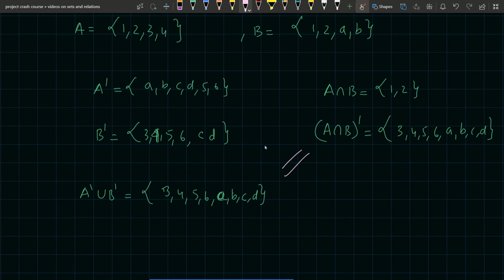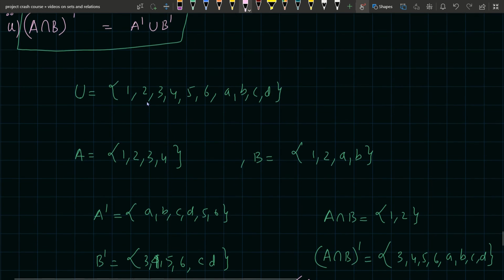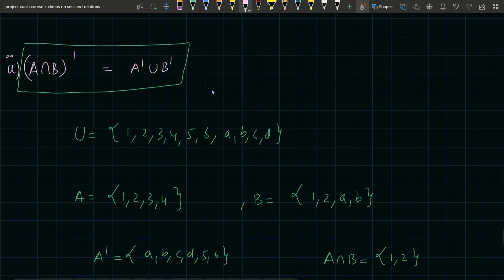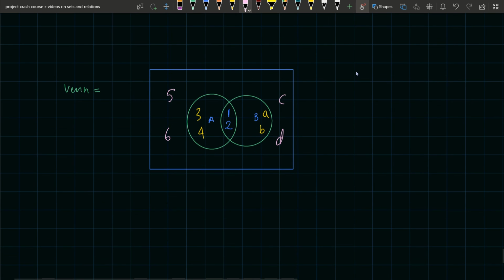So it is proving the law. Just like that, you can easily take a small set and prove it. So it's proving that (A intersection B) complement is equal to A complement union B complement. Okay, fine. But using a Venn diagram, it is so easy to understand.